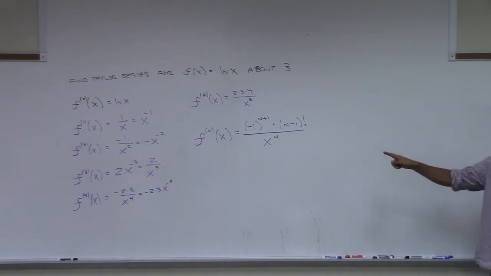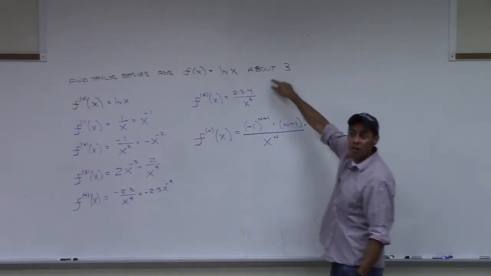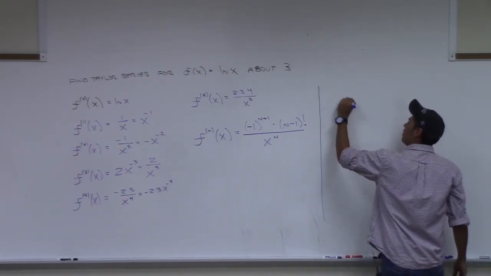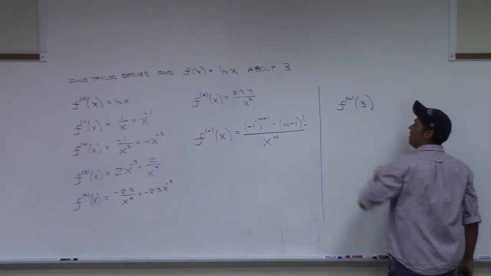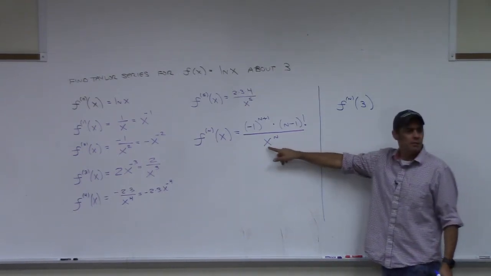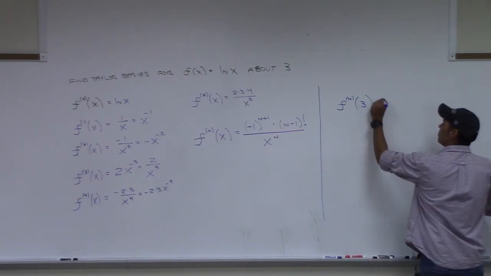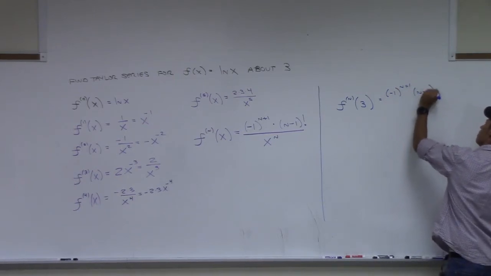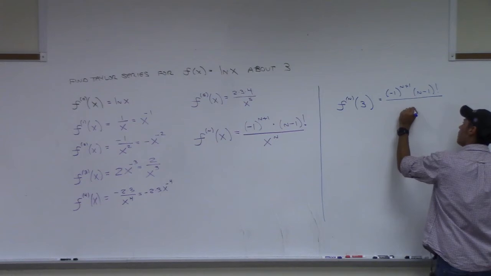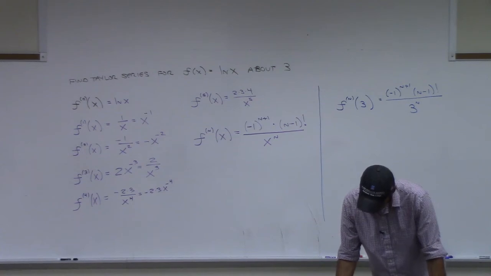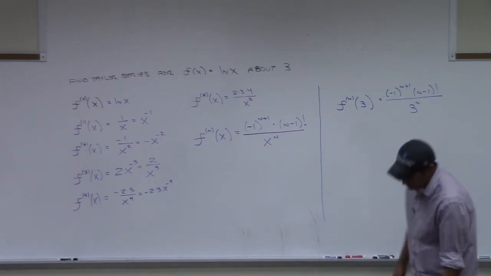Now, that's not the formula we want to use, though, because we want to do it about 3, right? So we still need to now look, can we come up with a formula for the nth derivative at 3, right? So that's easy, right? Because all that changes is that x gets replaced with 3. That's it. So we should be looking at -1 to the n plus 1 times n minus 1 factorial over 3 to the n.